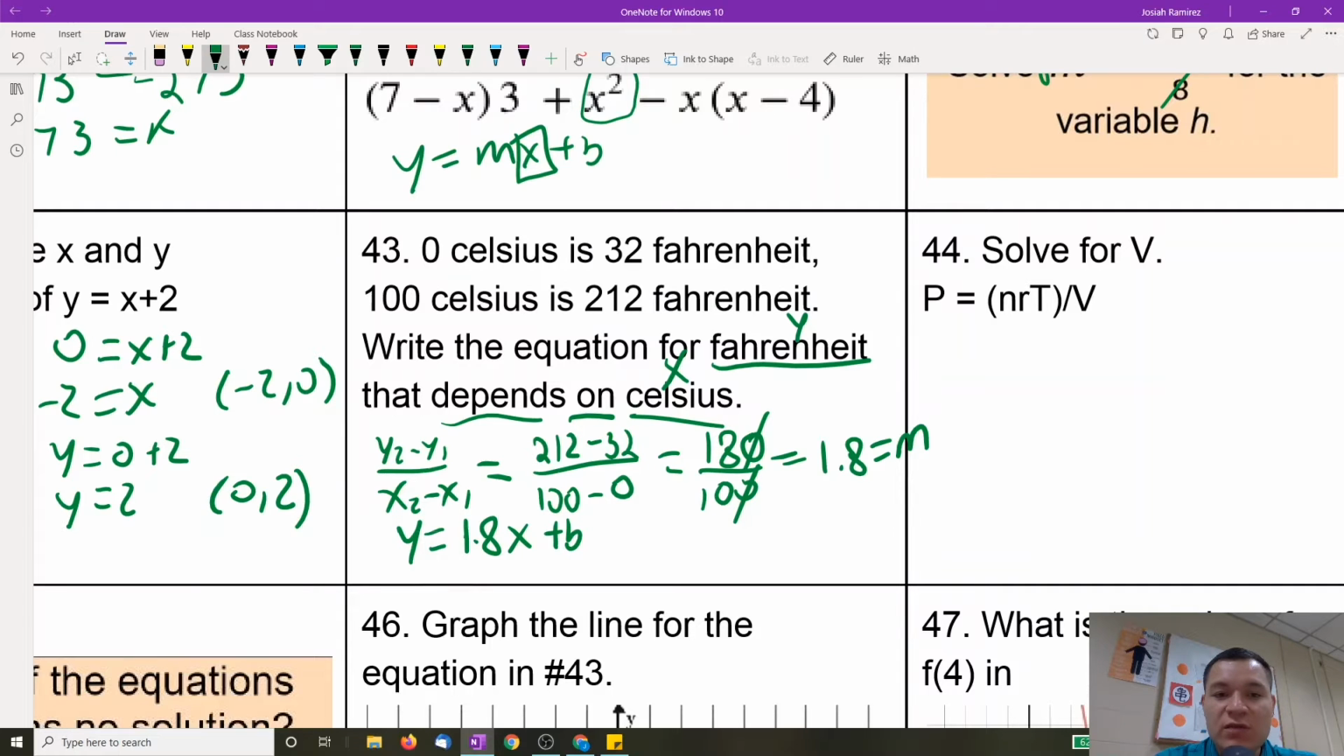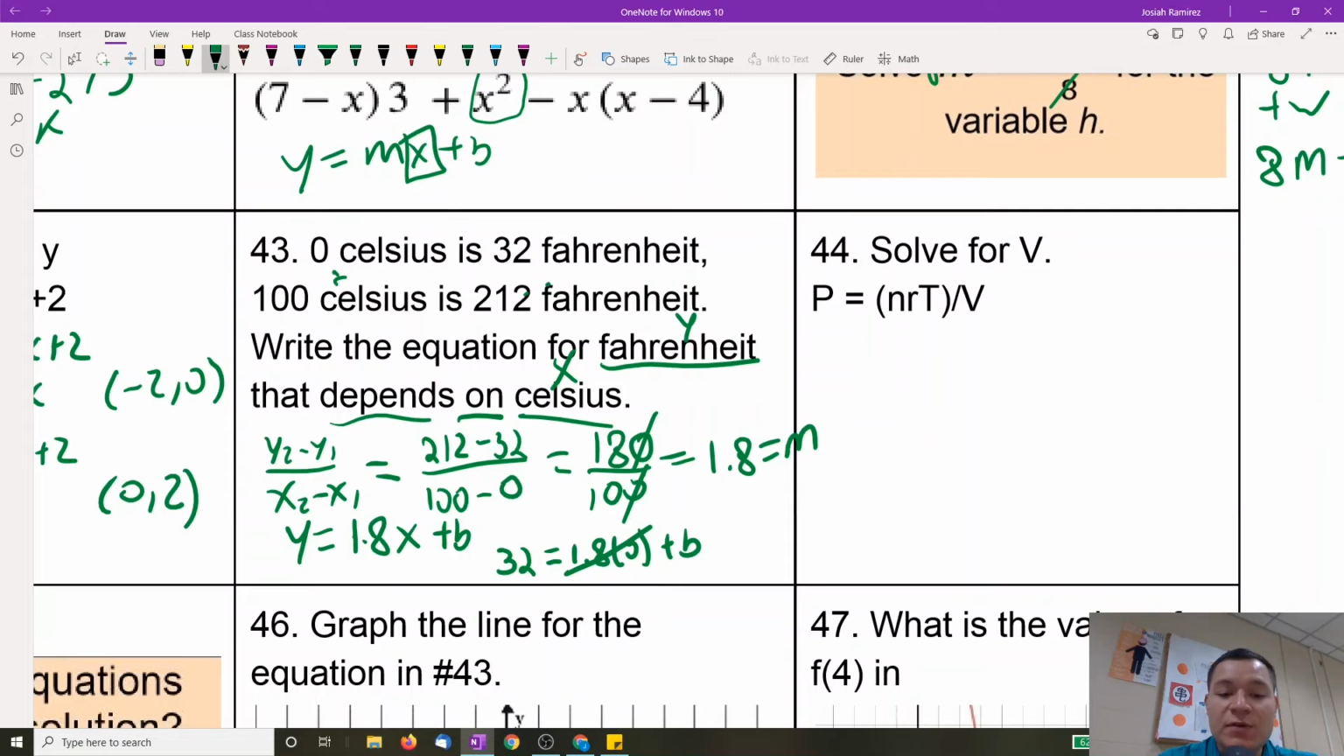Now to solve for b, we're going to use either one of these points. You could use 0, 32 or 100, 212. Obviously, it's easier to use 0, 32. That's 0 for x and 32 for y. 32 equals 1.8 times 0 plus b. 1.8 times 0 is 0. That leaves b equal to 32, which means our equation is y equals 1.8x plus 32. And that really is the formula that converts Celsius into Fahrenheit.